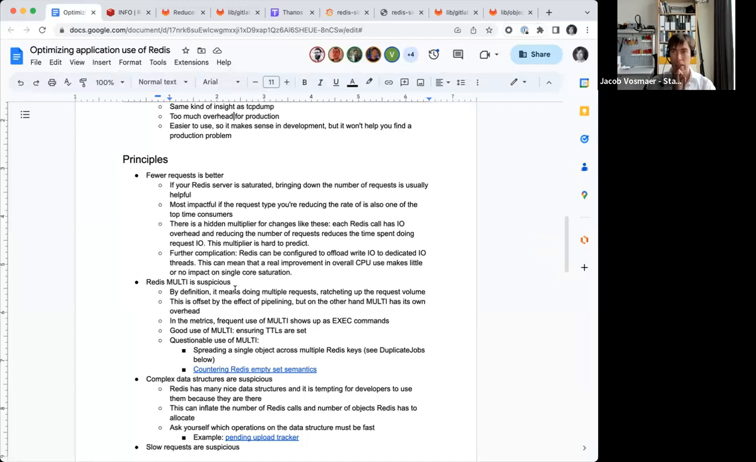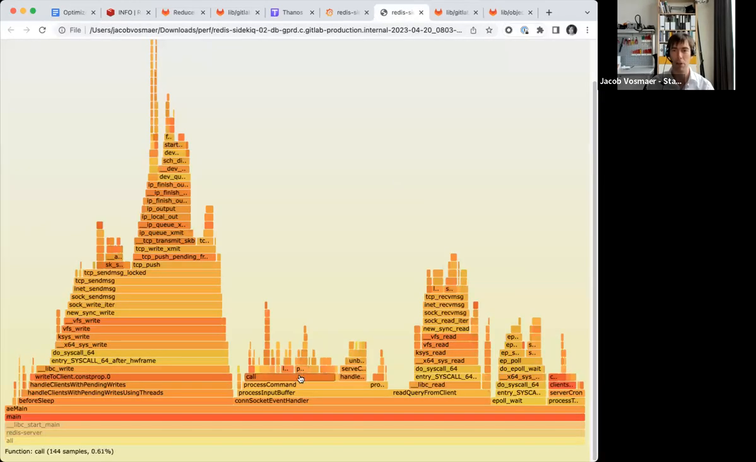And that is because apart from time spent in the call handler, every request has overhead for doing I/O. And that goes back to what we saw here in the flame graph, that call is actually a tiny piece of the work. And there's also read query from clients and write to clients. So every time the application does another request, that means more time spent in write to client and read query from client. So if you bring down the number of requests, you reduce time spent in the call handler, which is the most obvious place, but you also reduce time spent here.